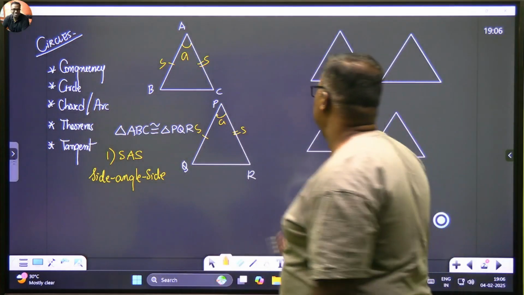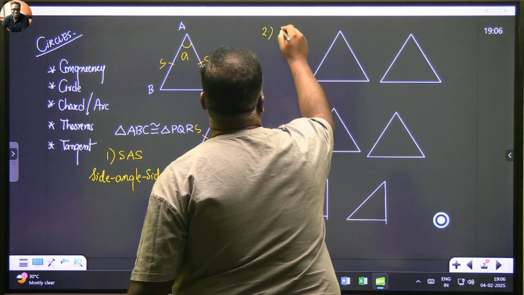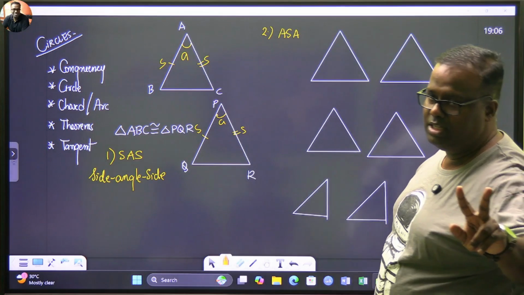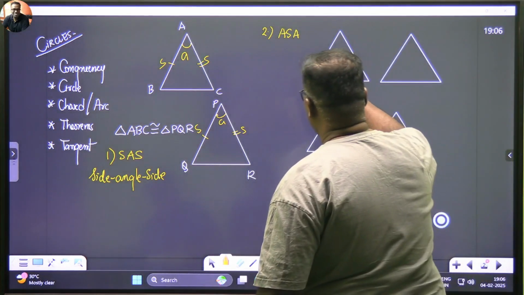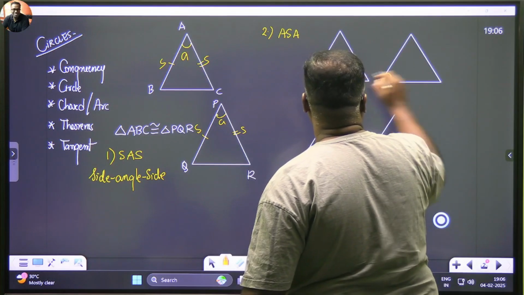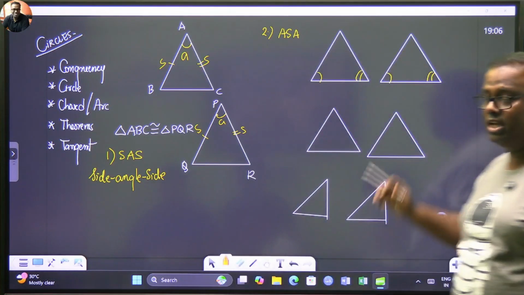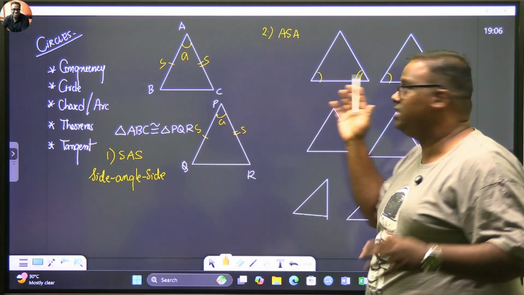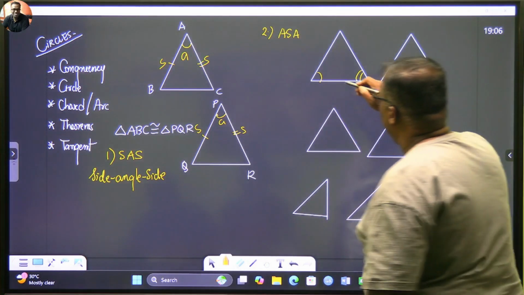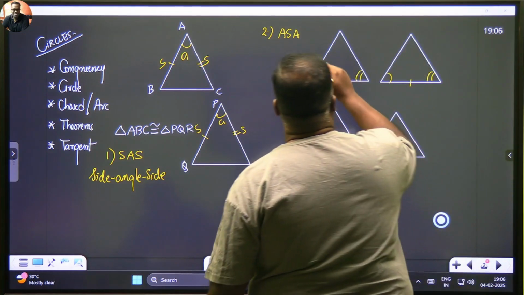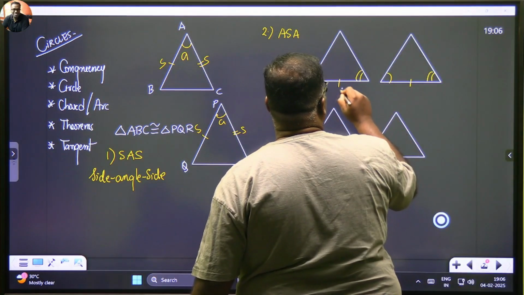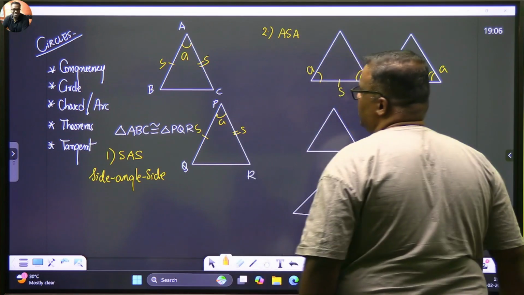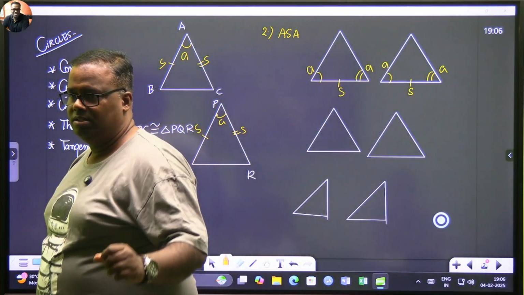Okay. Criteria number two is the ASA congruency. Angle side angle. Two triangles are said to be congruent if two corresponding angles are equal. Now look at the signs once again. The signs are different, which means the measurement of this particular angle and this angle might be different. Okay. And the side included between them are equal. So this is known as angle side angle, ASA. SAS, then ASA.